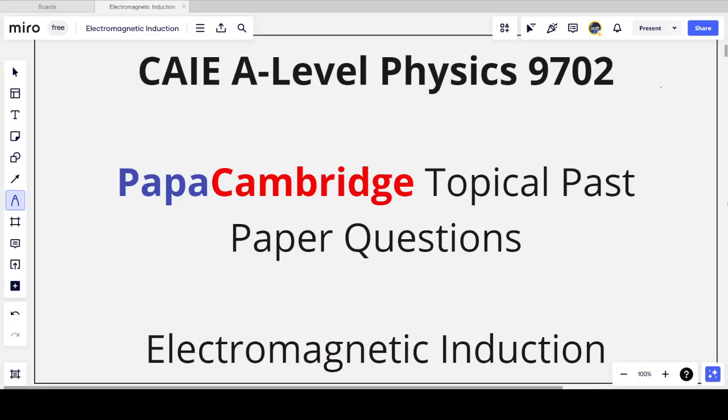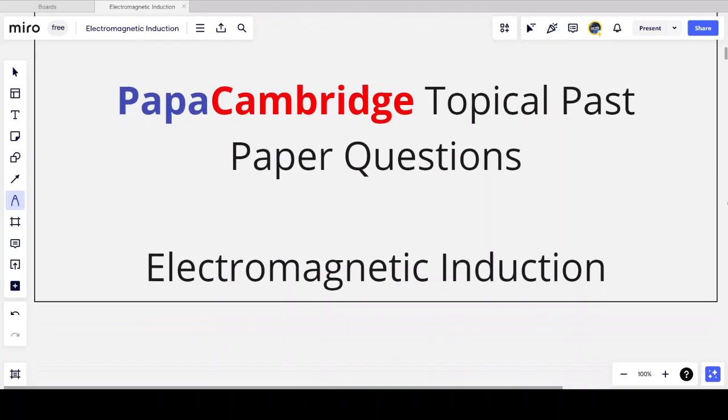These past exam questions are invaluable because they help you prepare for what types of problems you are to expect in the exam. And you know that magnetic fields is one topic and electromagnetic induction is included in that chapter, but the questions have been separated on the Papa Cambridge website. So today we're going to be doing basically the chapter of magnetic fields, but the topic of electromagnetic induction, which includes things like Faraday's law and Lenz's law.